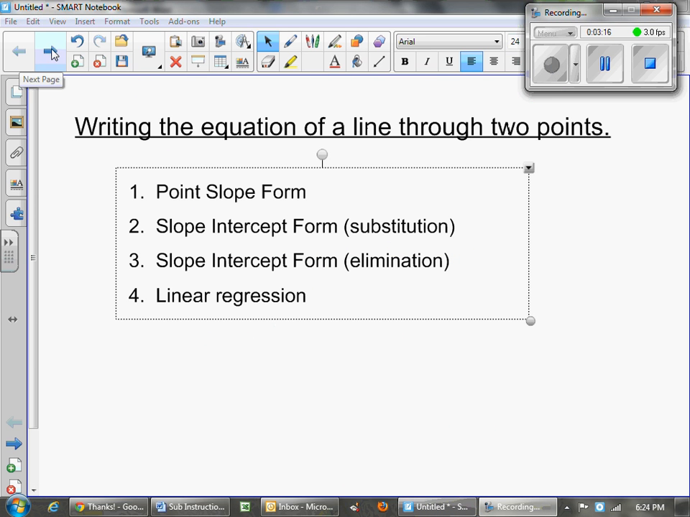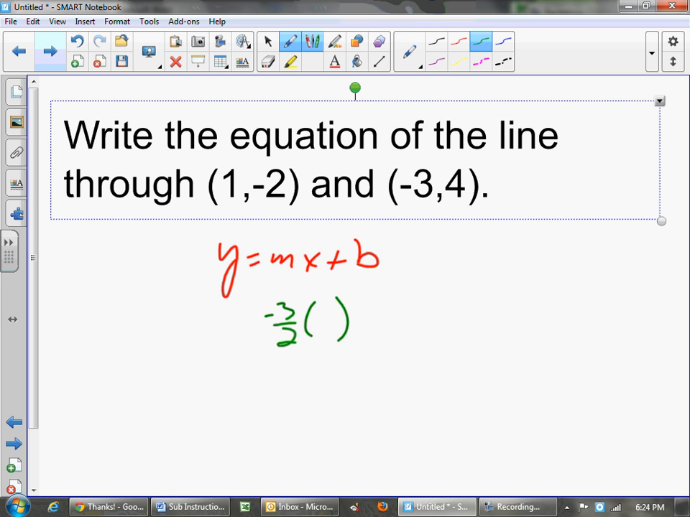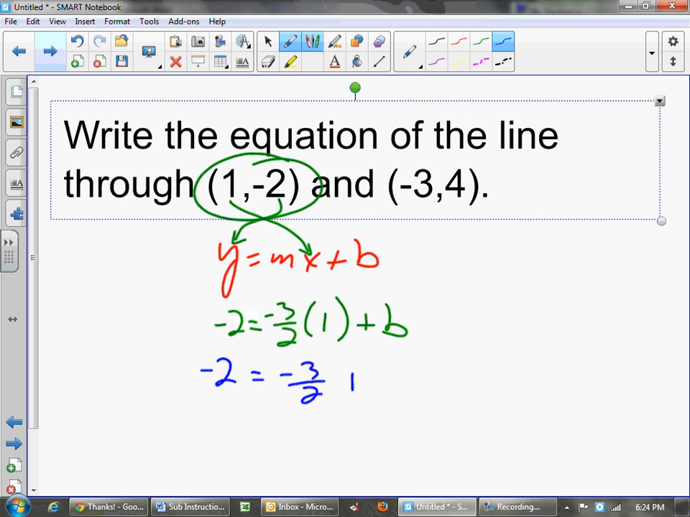My next one is going to be using slope intercept form, or substitution. Exactly like the equation says, I am going to steal the slope from the previous page, which we said was -3/2. I'm going to substitute numbers in for x and y. Similar deal as before. I'm going to put a 1 in for x and a -2 in for y, and solve for b. So this winds up being -2 equals -3/2 plus b.